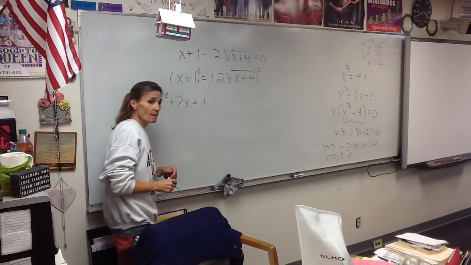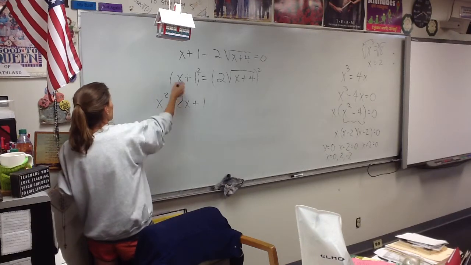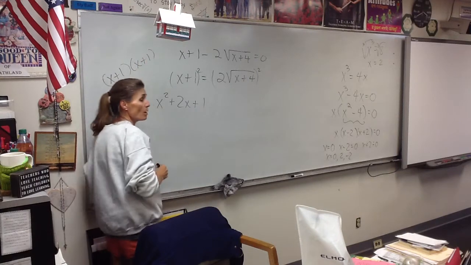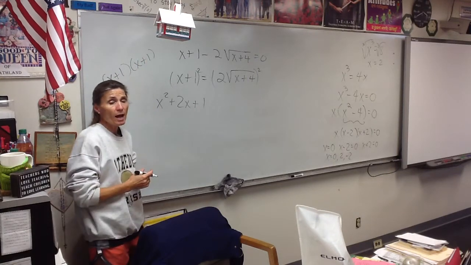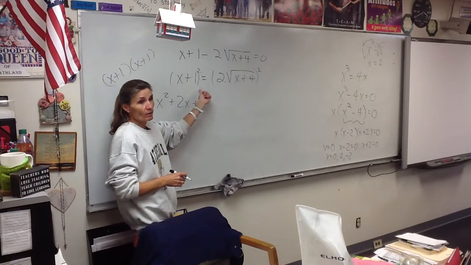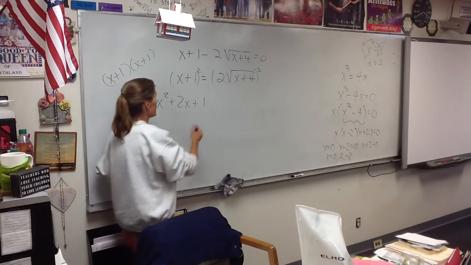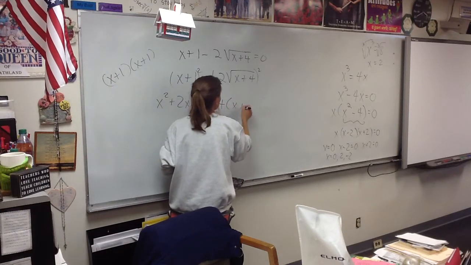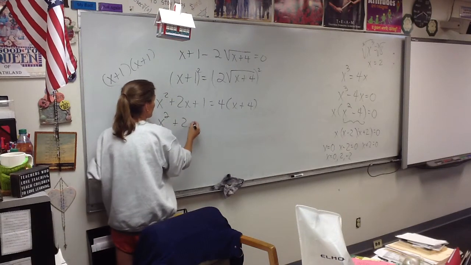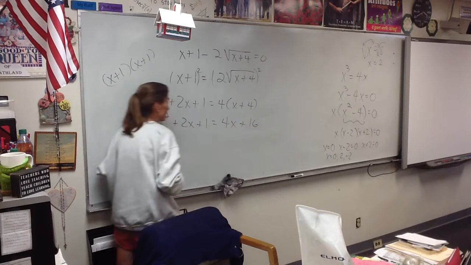I can do that in my head because I'm ancient and I do this for a living. If you can't, please go over to the side, write x plus 1 times x plus 1, and FOIL it out. Do not guess, and for Pete's sake, do not say x squared plus 1. That would be wrong. Over here we have 4 times x plus 4. So we have x squared plus 2x plus 1 equals 4x plus 16.